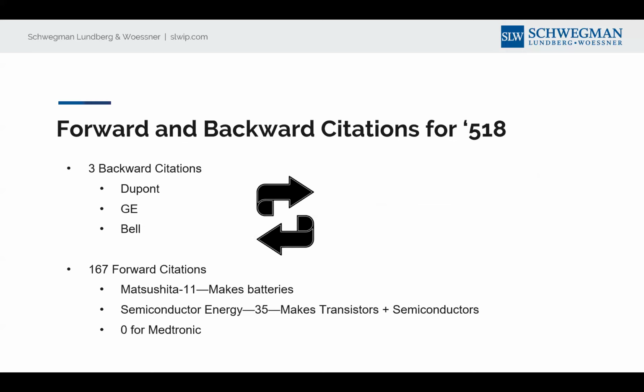Okay, the 518 patent had 3 backward citations, a DuPont patent, a GE patent, and a Bell patent, and 167 forward citations. And now we start to see that this patent got the attention of Japanese companies. Matsushita had 11 patents citing to this patent, and Matsushita was in the business of making batteries. Semiconductor Energy had 35 patents citing the Goodenough et al. patent, and Semiconductor Energy makes transistors and semiconductors. And what's kind of interesting here is Medtronic did not cite the Goodenough et al. patent in any of its battery-based patents. Next slide.